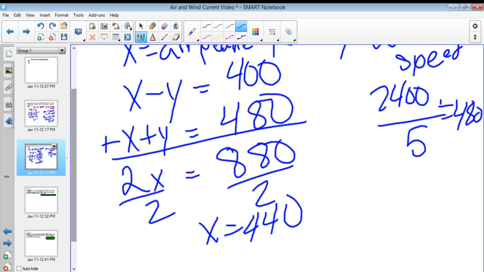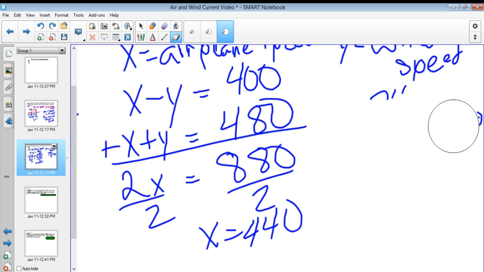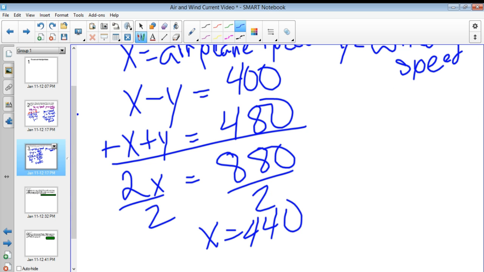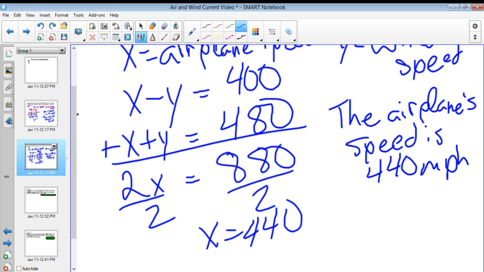And again, the reason I say what my variables are is because when I come back to writing out the final answer, I know that 440 is equal to the airplane speed. So the airplane's speed is 440 miles per hour.